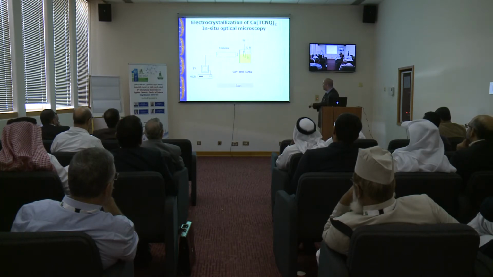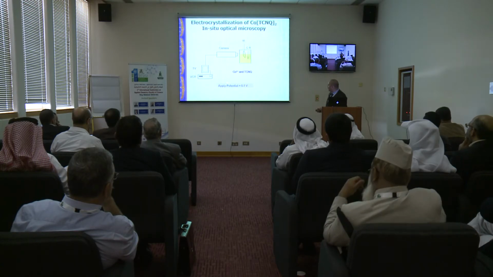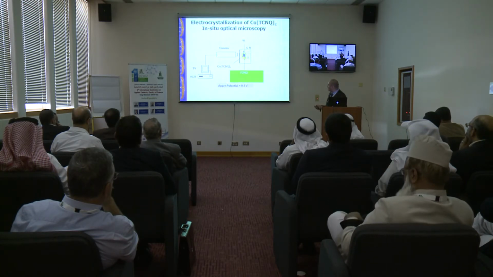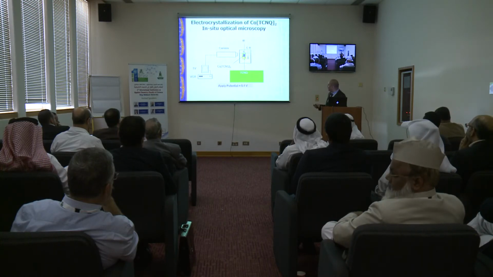So this is our cell, 3 electrodes. That's a working electrode. And this is a camera. We're trying to see if we can monitor the formation of cobalt TCNQ in real time. So if you apply a potential, which is 0.1, and then you can see we reduce TCNQ now to TCNQ minus, which is a green color. In the presence of cobalt, you're forming the cobalt TCNQ.